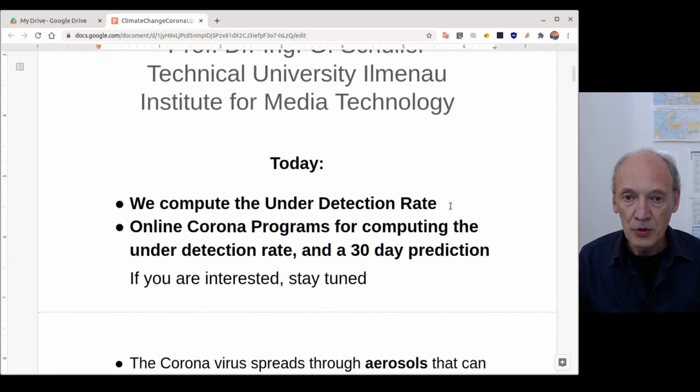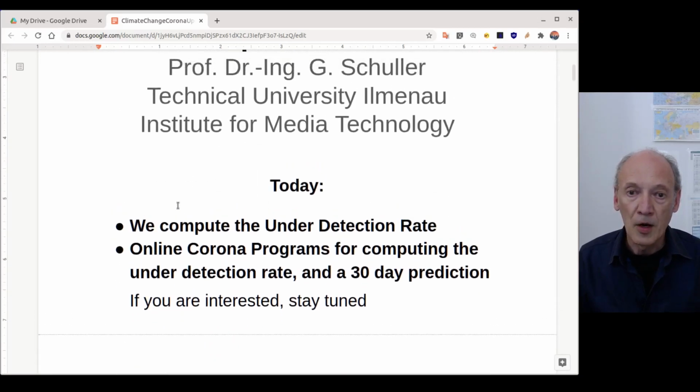Today I want to talk about how we can compute the underdetection rate of Corona cases, and I want to show an online Corona program or programs for computing the underdetection rate and also with a 30-day prediction. If you're interested, stay tuned.